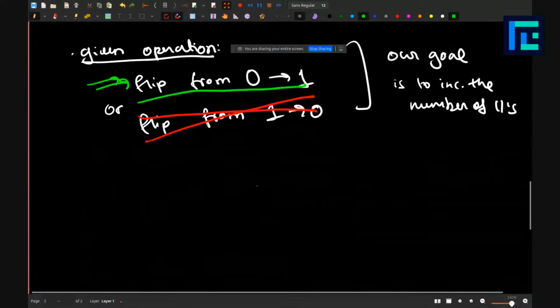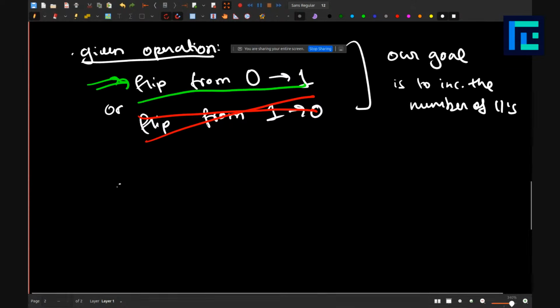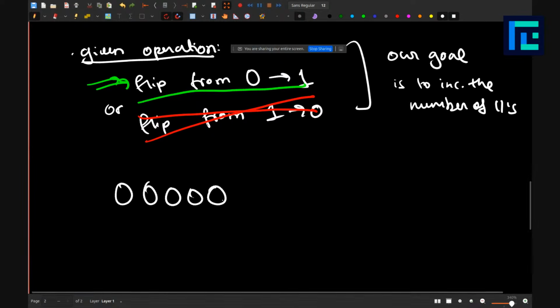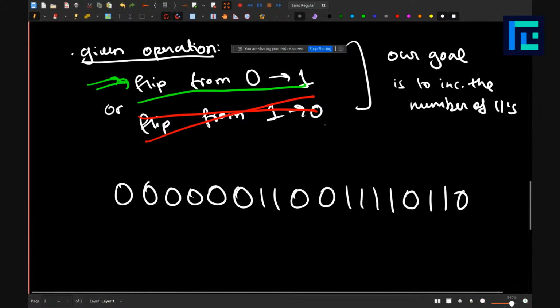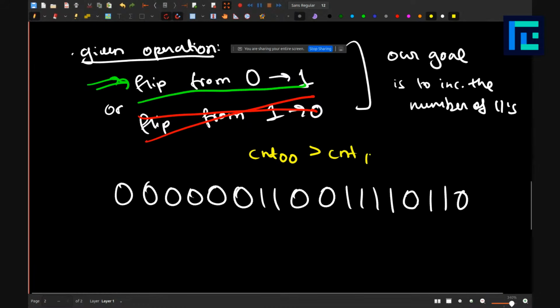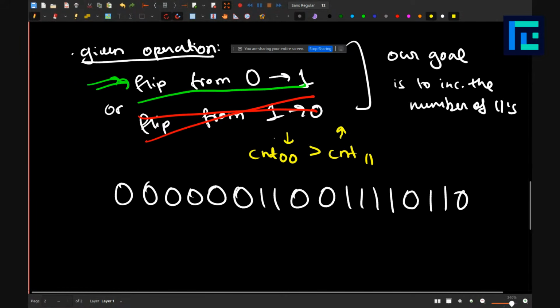Okay. Now we're going to prove our next idea. Our next idea is basically, if we have some string such that the number of 00s is greater than the number of 11s in this string, then in one flip, how much can we change this value, right? So if count of 00 is currently greater than count of 11, then by how much can we bring count of 11 up, and how much can we bring count of 00 down, right?